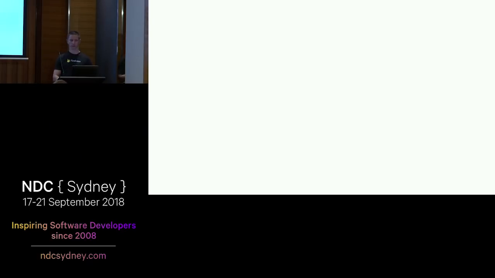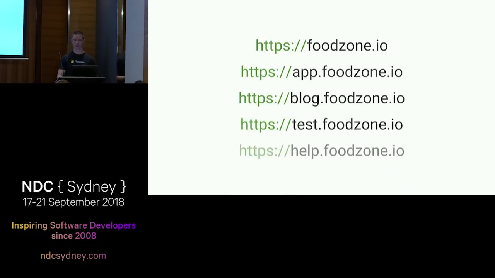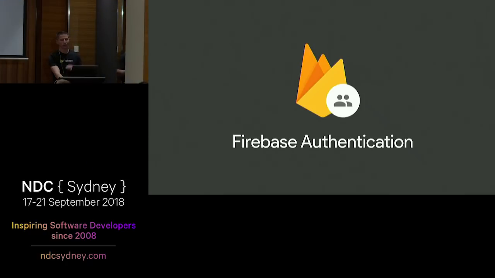We wanted lots of different things. We wanted to have foodzone.io, app.foodzone, blog.foodzone, test.foodzone, and help.foodzone. And it took about an hour to get all of these synced up, just serving an index page with nothing else there. So this stuff's just super easy to do and really fast. And the command that I wrote in the terminal is just the same command I run in continuous deployment, and it just works, with a key, of course. So that's the hosting side.